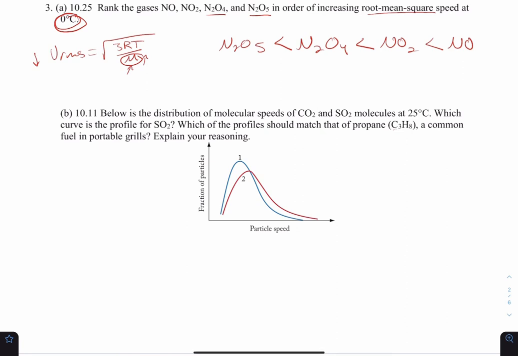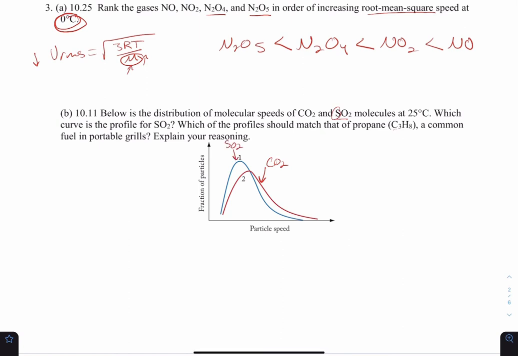Okay, so now in looking at the lighter gas, I'm going to expect the lighter gas to be the red line, right? So I'm going to expect this to be CO2 because SO2, sulfur, is right below carbon in the periodic table, which makes it heavier, right? So I'm going to guess that that's CO2, and this is SO2.